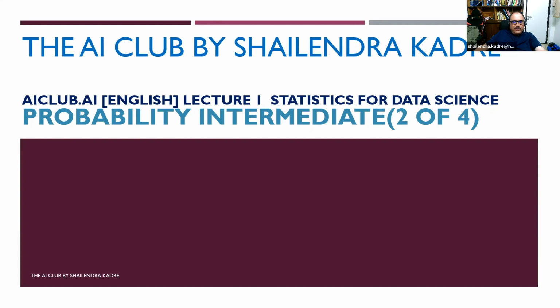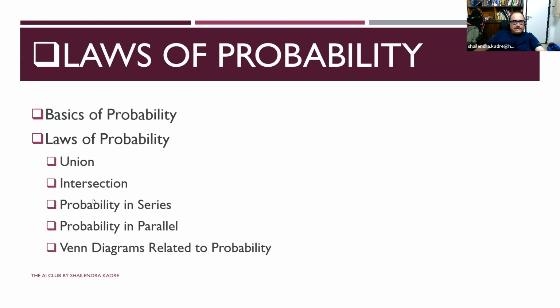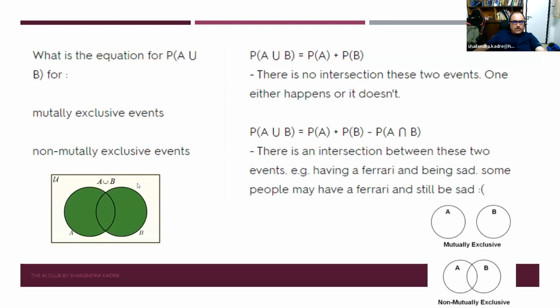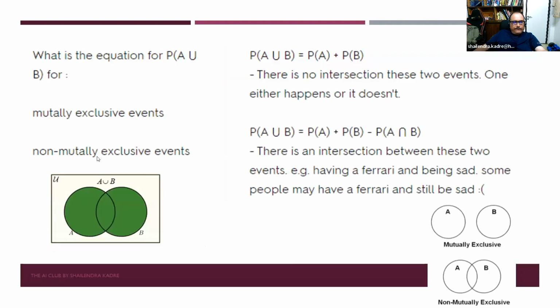So far we have covered very basic things about probability, so today we will look a little more advanced. What we have covered is variables and events. Today we are going to cover the laws of probability: union, intersection, probability in series, probability in parallel, and Venn diagrams. This is today's topic.